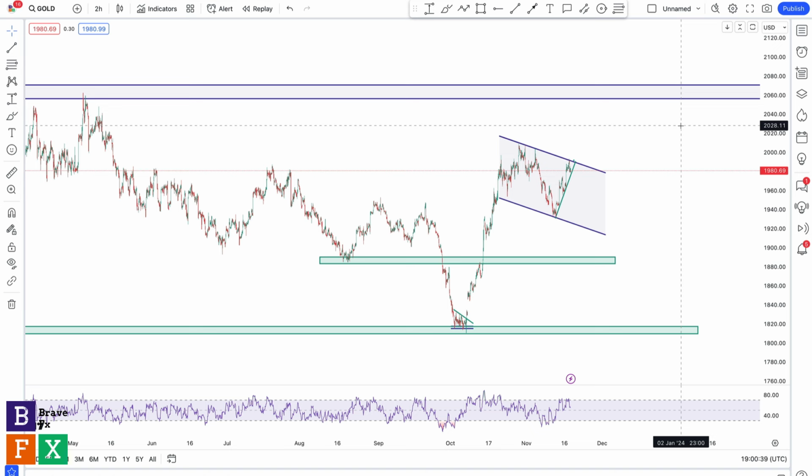So we'll be taking a look at 5 different charts: gold, crude oil, USD-CHF, and Nasdaq. If you want to go straight to any of these charts, you could use the timestamp below, right? Without further ado, we'll be starting with the gold chart on the 2 hour time frame.